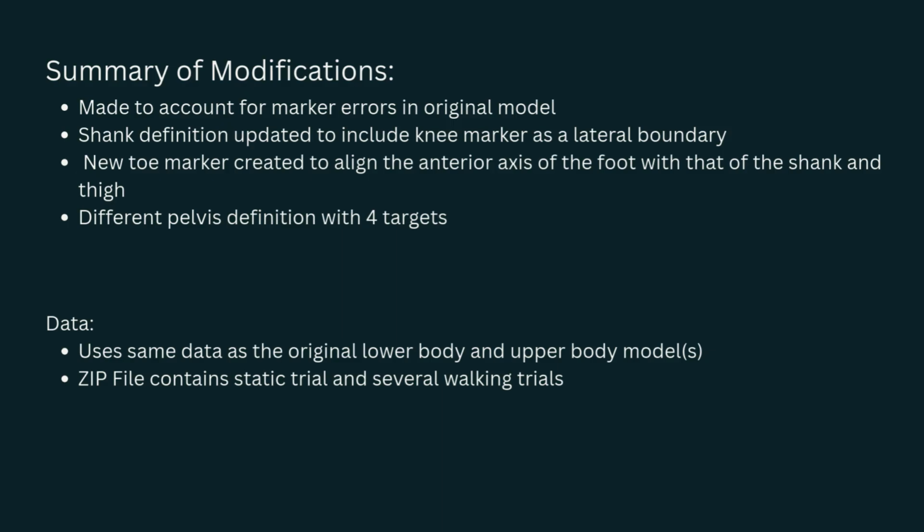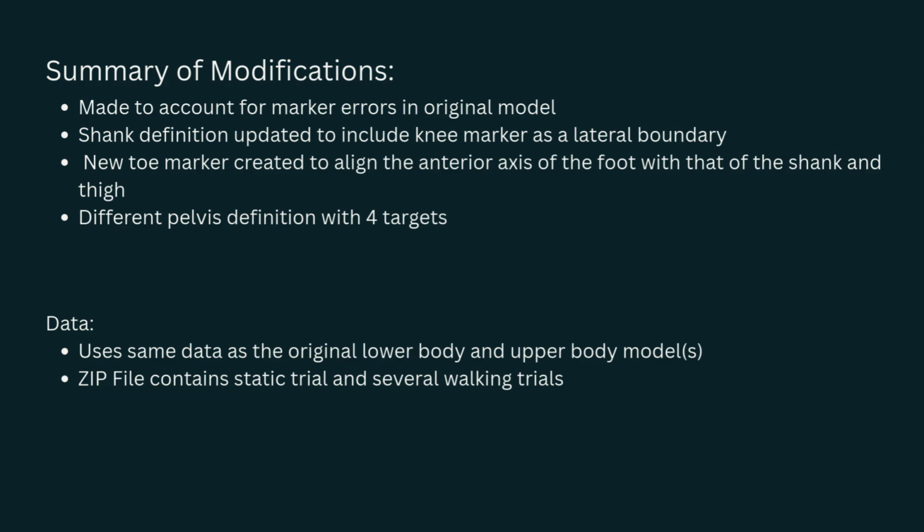Our updated lower body model includes several modifications that have been made to our original model due to errors present in the marker set. These modifications include an updated shank definition using a knee marker as a lateral boundary, a new foot definition with a new toe marker added, and a different pelvis definition using 4 targets. This tutorial uses the same marker set as the original plug and gait lower body model, consisting of 12 total markers and 6 for each leg. The necessary static files to build this model can be found via the wiki link in the description. You do not need to re-download these files if you're continuing from the previous video.